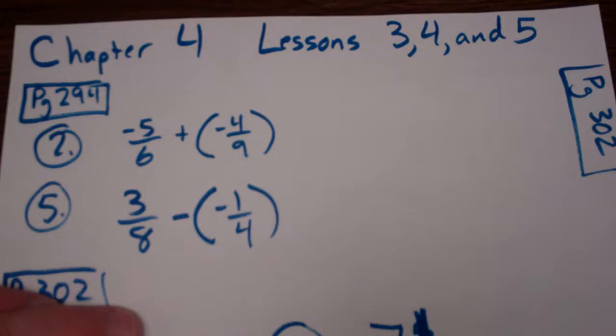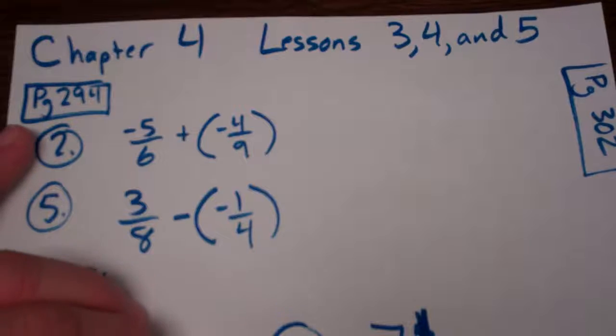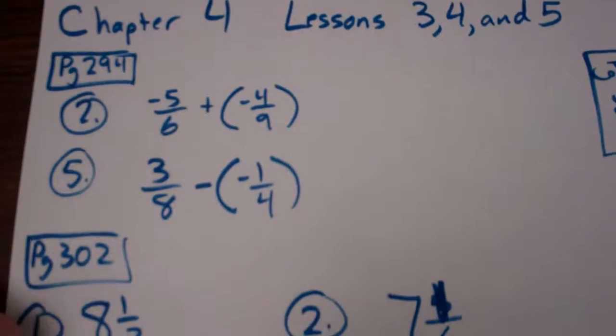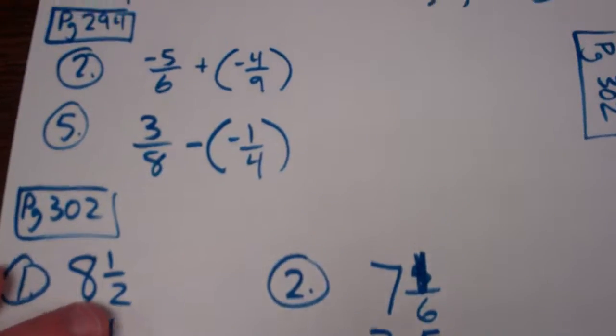Alright, this is Chapter 4, Lessons 3, 4, and 5. This is all about adding and subtracting fractions, both with like denominators and unlike denominators. So I'm going to concentrate on all of that, but we're going to go quickly, and I've changed a couple of the problems. I'll be doing some problems off page 294, some problems off page 302, and I even switched some of them a little bit to make them more difficult.